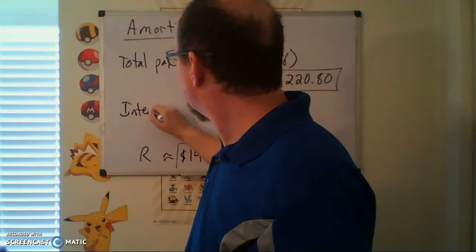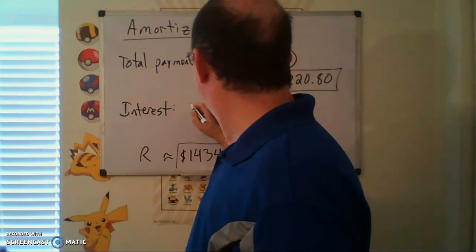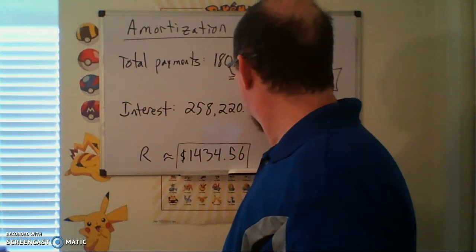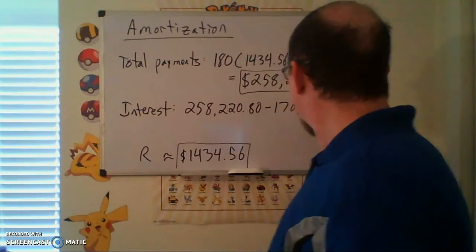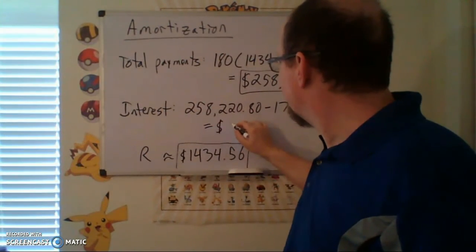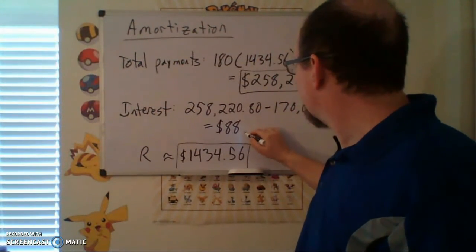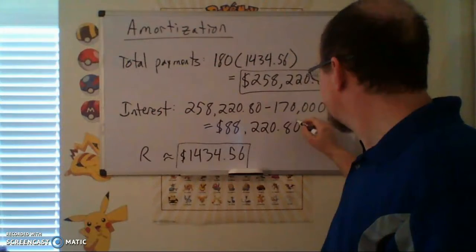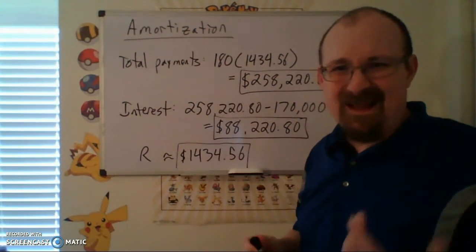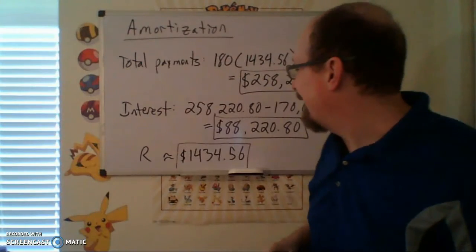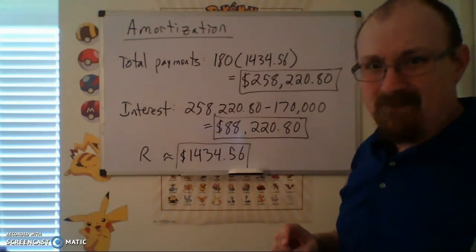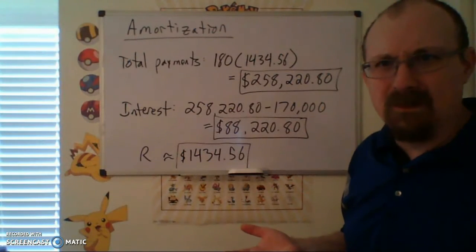So their total amount of interest: 258,220.80 minus that 170 grand that they initially borrowed, and that gives me $88,220.80. So, yeah, it's kind of an ouchy thing when you stop and look at it, but over the course of the loan, they ended up paying over half the value of the loan in interest.